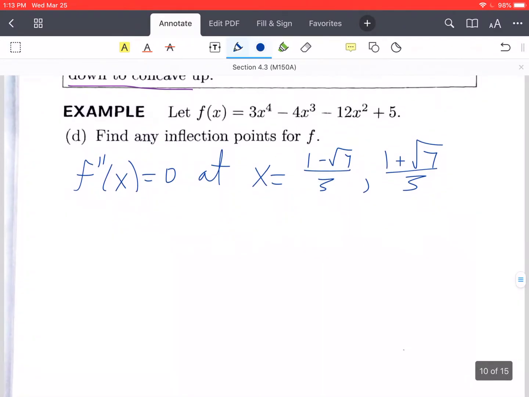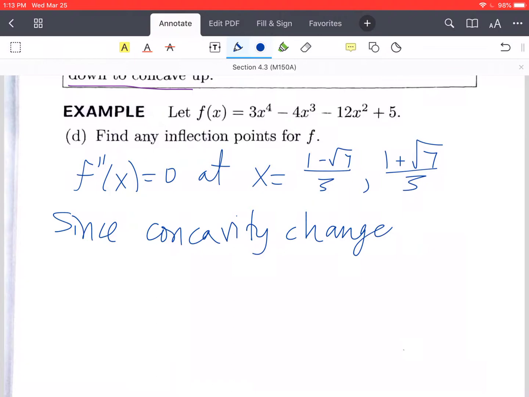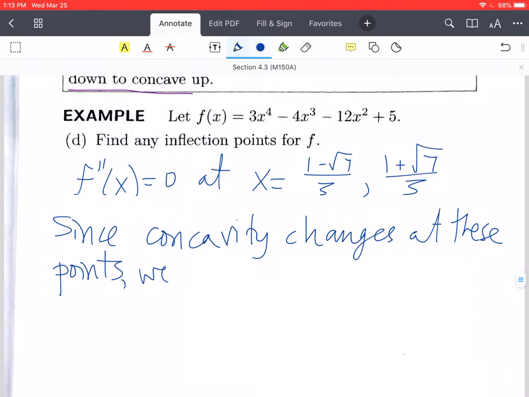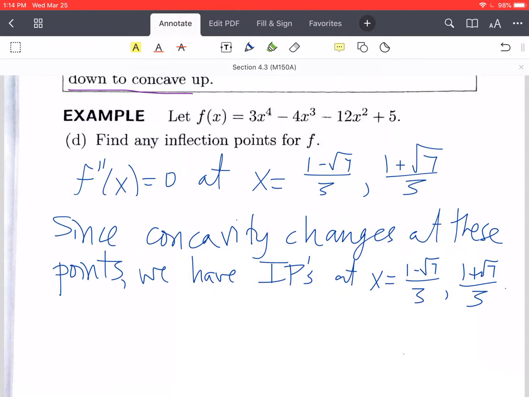So, since concavity changes at these points, we have inflection points, which are abbreviated IPs, at x equals 1 minus root 7 over 3 and 1 plus root 7 over 3. So those two are both inflection points.